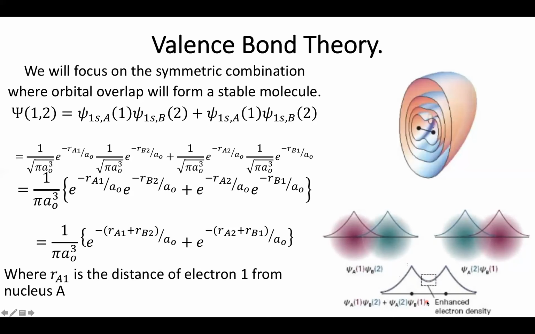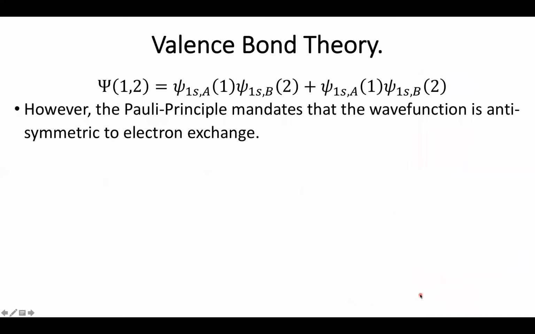And that's really what we're looking at when we're looking at the symmetric combination: we're enhancing the amount of electrons in the middle, which then enhances the attractiveness of each of the nuclei towards that extra density, bringing them a lot closer together than they would normally be. And that's the major idea of a bond. But we run into a slight problem. We forgot about Pauli. Never forget about Pauli.